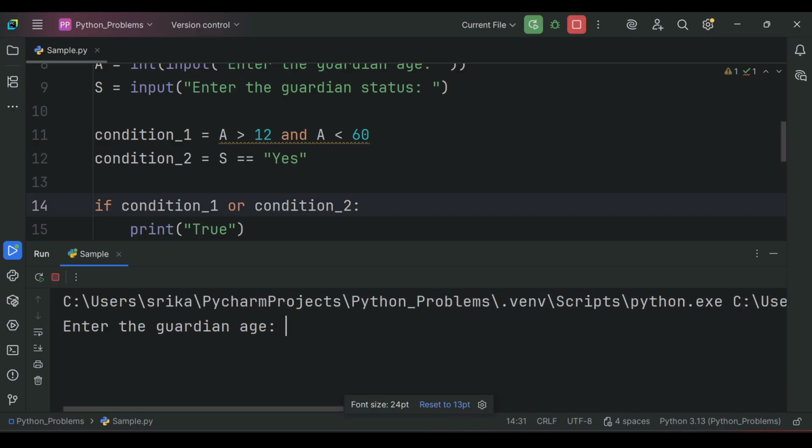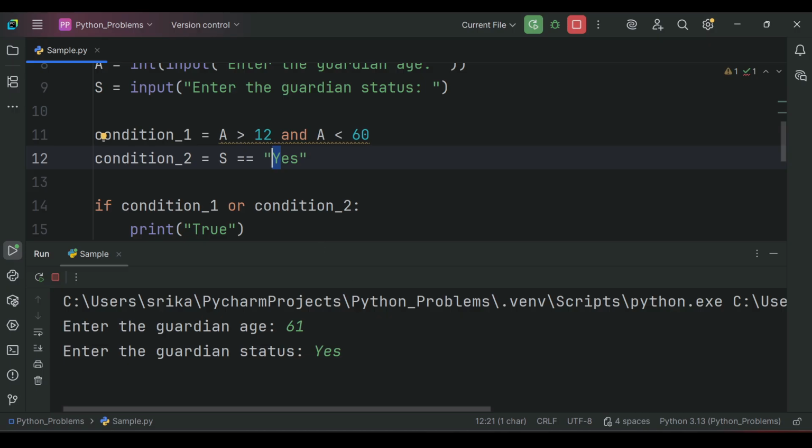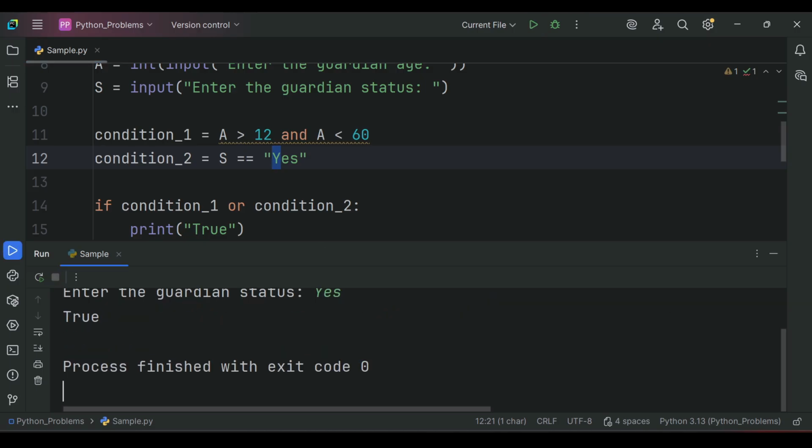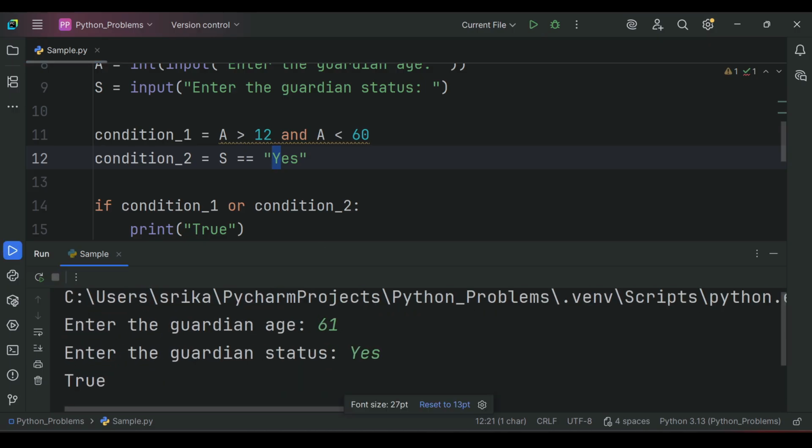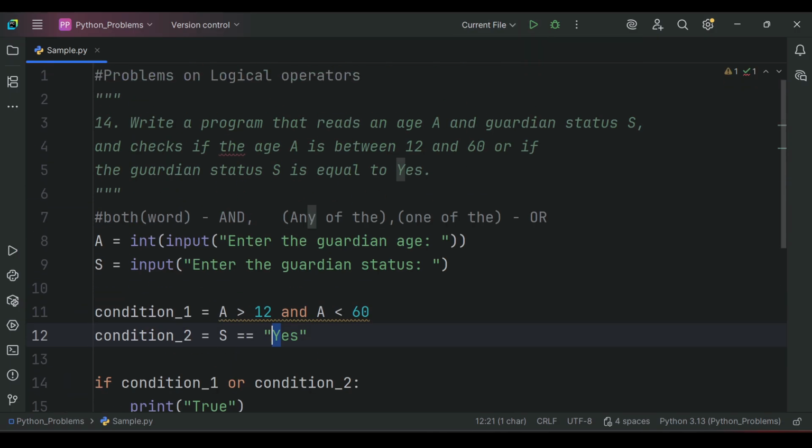See here, yes, I am giving 61 and for the guardian status this time I gave the first letter as a capital letter. That's why the previous one came false. Now see, it's true. Yes, in this way we have to check, friends. Let's see the next problem.